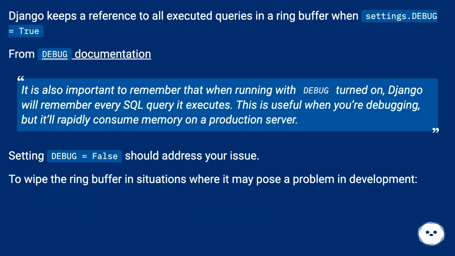Django keeps a reference to all executed queries in a ring buffer when settings.DEBUG equals True. From the debug documentation: it is also important to remember that when running with debug turned on, Django will remember every SQL query it executes. This is useful when you're debugging, but it'll rapidly consume memory on a production server. Setting DEBUG equals False should address your issue. To wipe the ring buffer in situations where it may pose a problem in development.